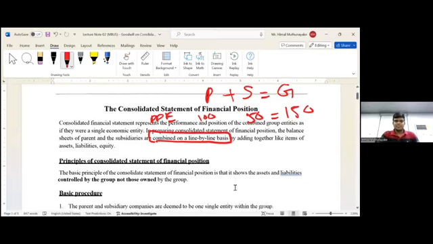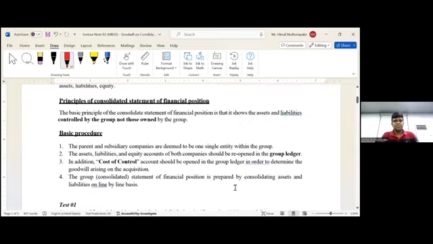The principles of the consolidated statement of financial position. The basic principle is that it shows the assets and liabilities controlled by the group, not those owned by the group. The basic thing you need to remember is that the consolidated statement of financial position presents the assets and liabilities controlled by the group, not owned by the group.